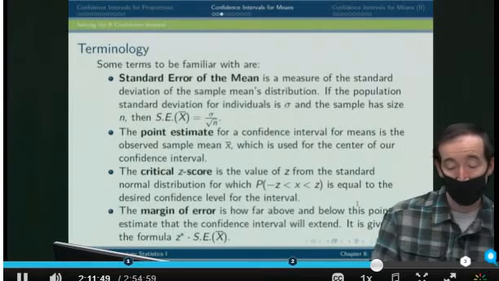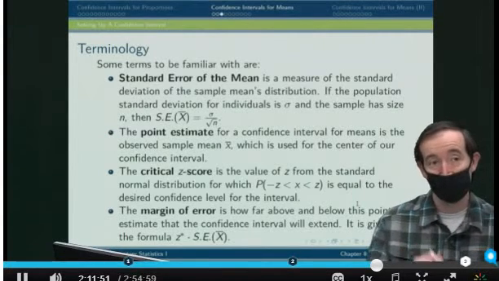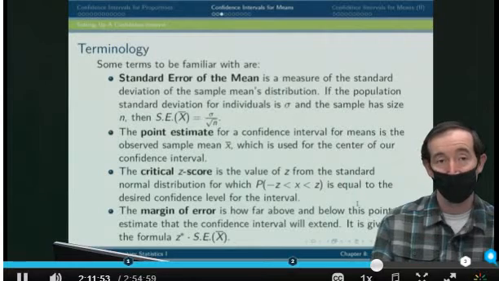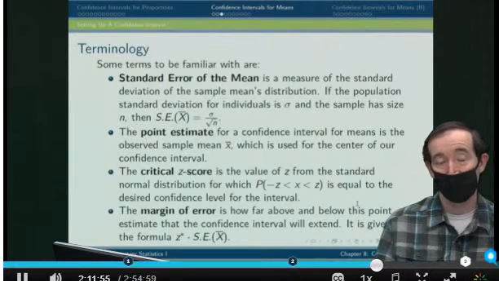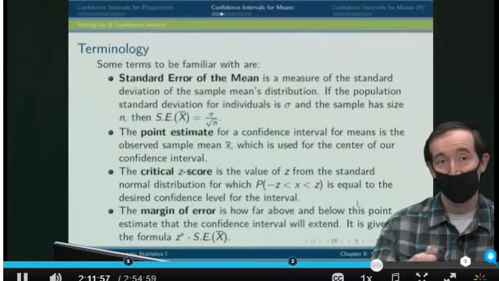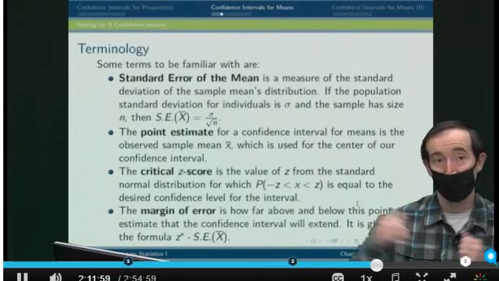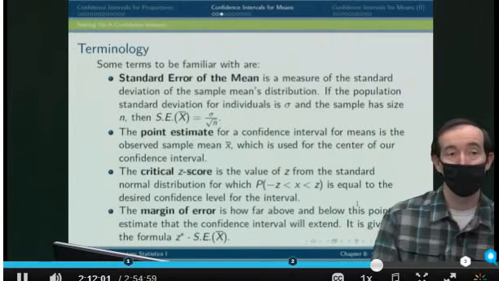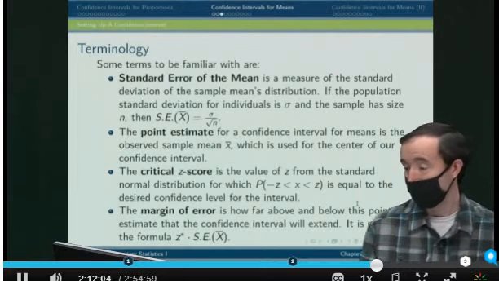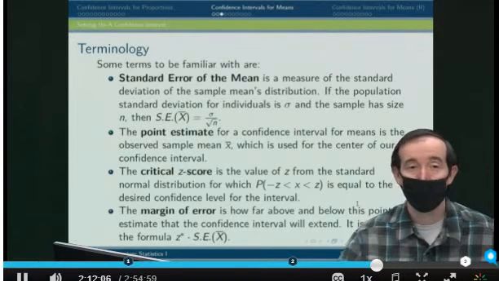And just as happened with the proportions, I construct the margin of error by taking my critical value and multiplying it by my standard error. And that tells me how many standard deviations times the size of the standard deviations to collect the total margin of error. Questions about any of those terms?